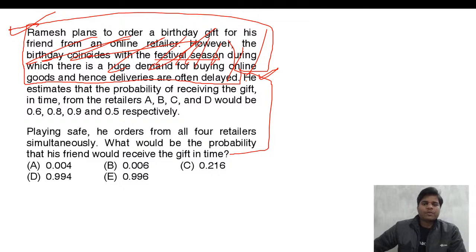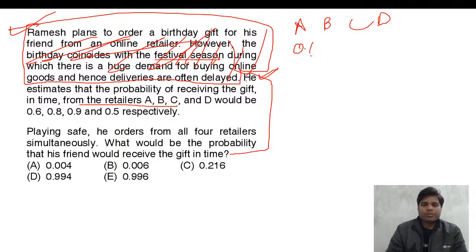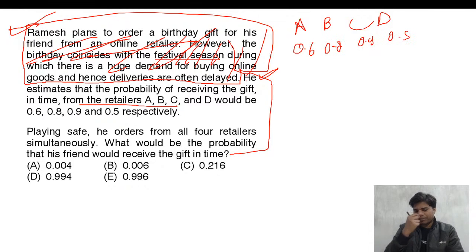He estimates that the probability of receiving the gift in time from retailers A, B, C, D would be 0.6, 0.8, 0.9, 0.5 respectively. These are the probabilities of receiving the gift. Playing safe, he orders from all 4 retailers simultaneously. What would be the probability that his friend would receive the gift in time? Anyone has got the answer there? This is a probability question. I think this is a simple question.